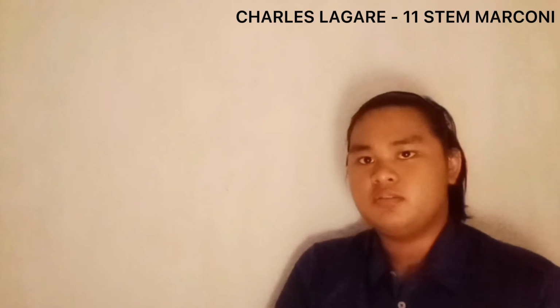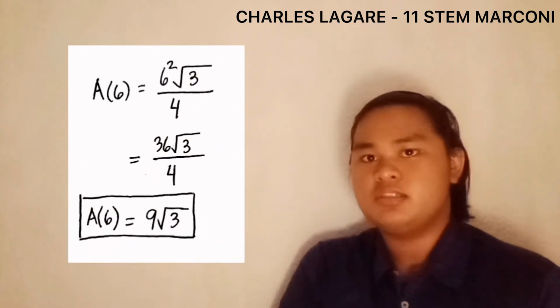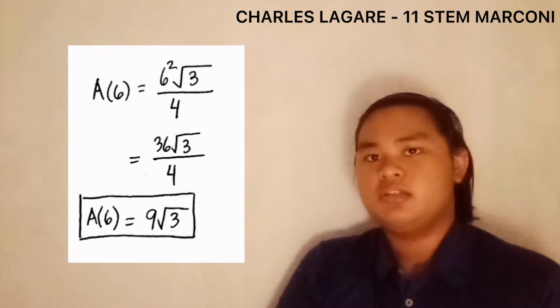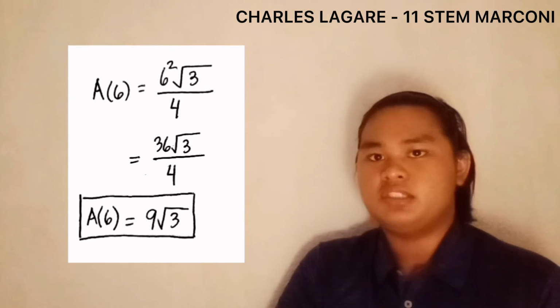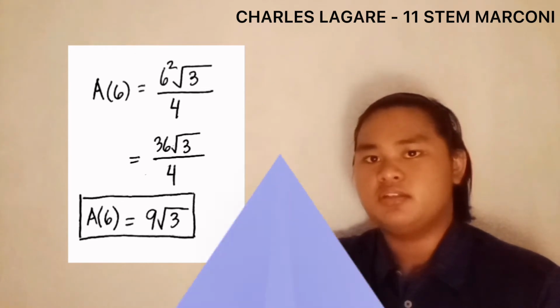For the second one, let's find the area for a side of 6 inches. Same process. So area is equal to 6 squared radical 3 over 4. And then 6 squared is equal to 36. And then 36 divided by 4 is equal to 9 radical 3.